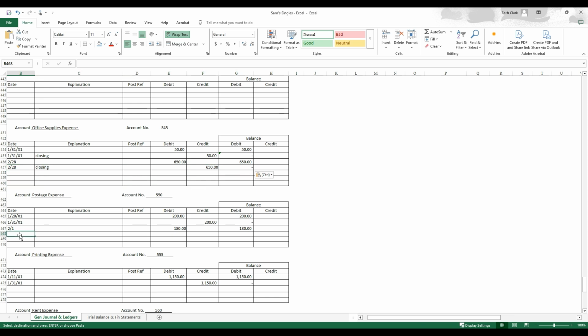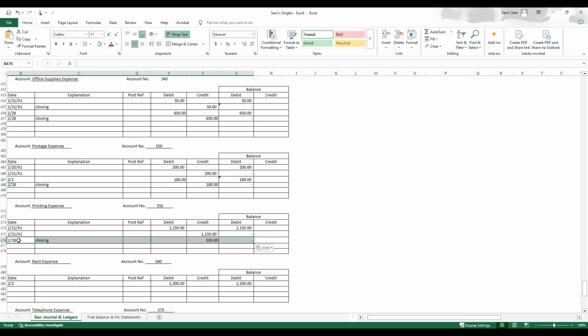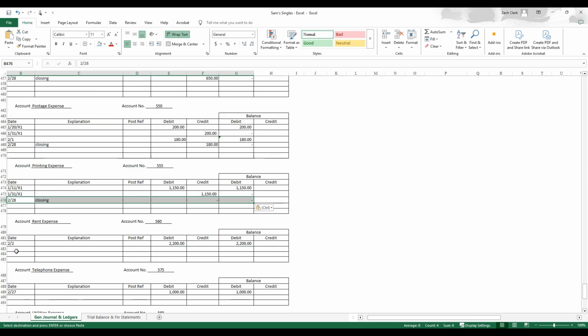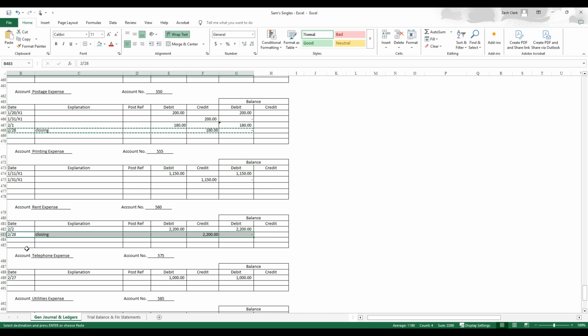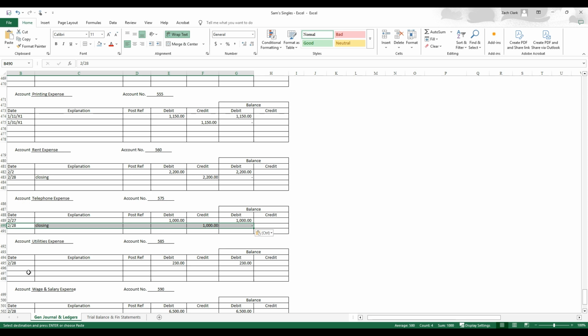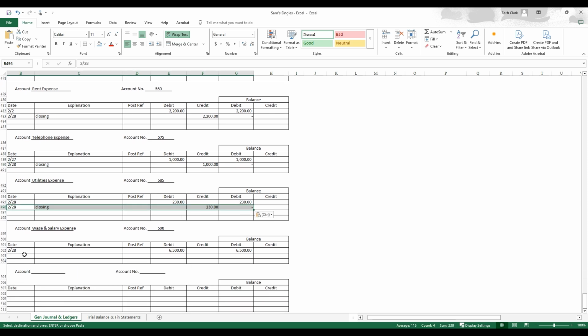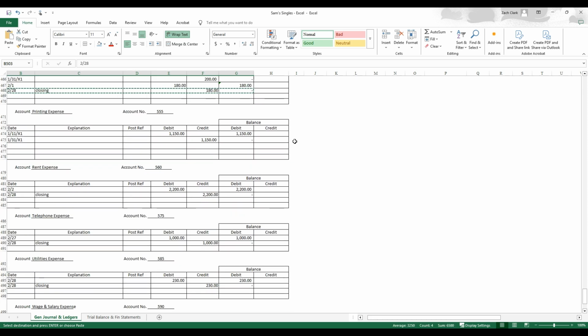Office supplies expense, everything should be 0. Oh, that didn't work for some. Oh, printing expense. Sorry, there was no current balance. That was from last month. Rent expense is 0. Telephone expense is 0. Utilities expense is 0. And wages and salaries is 0.